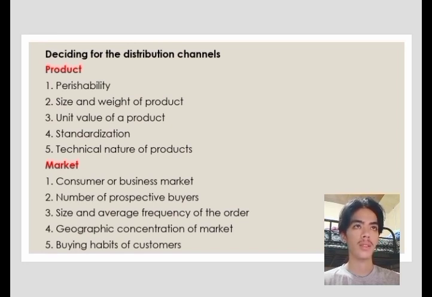Fourth is geographic concentration of market. Direct selling is favored for a market where customers are concentrated at one particular place. Fifth is buying habits of customers. Taste, preferences, likes, and dislikes are part of the buying habits of customers. Customers also anticipate some services such as credit, personal attention, and after-sales service.